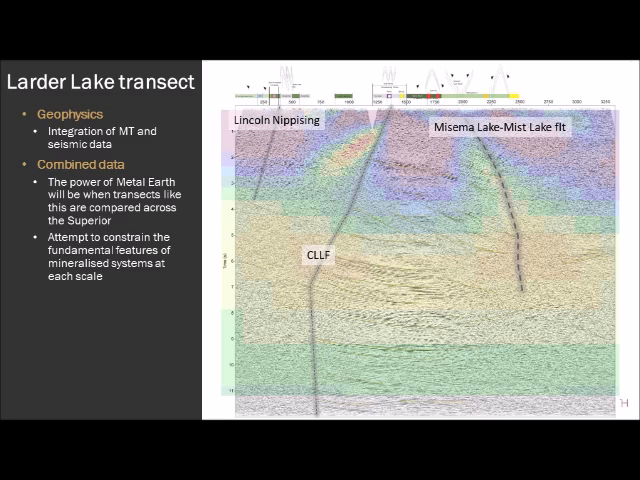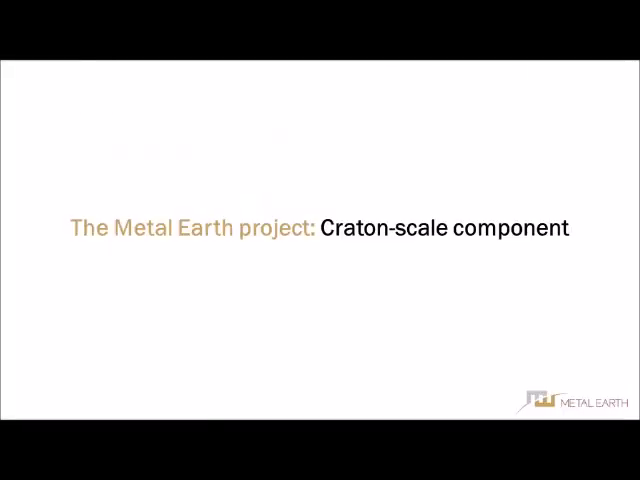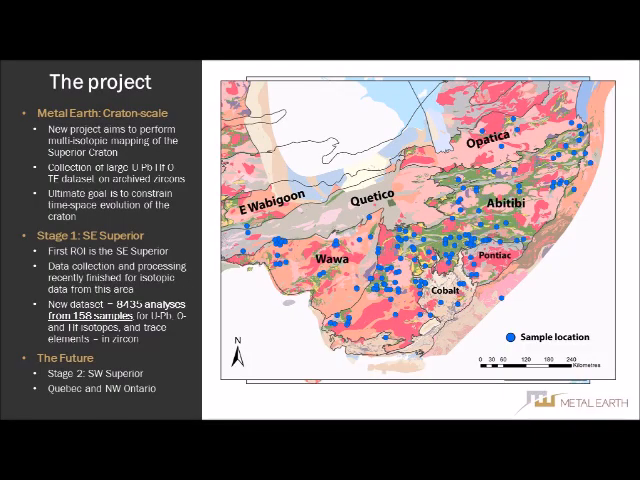So moving on to the last part of the talk, this is my part of the project, the craton-scale component. It's pretty big, so the idea is to make an isotopic map of the whole Superior. And luckily, there's been so much great geochronology work done in the Superior over the last 4 years. Every single one of these points is a zircon TIMS age.